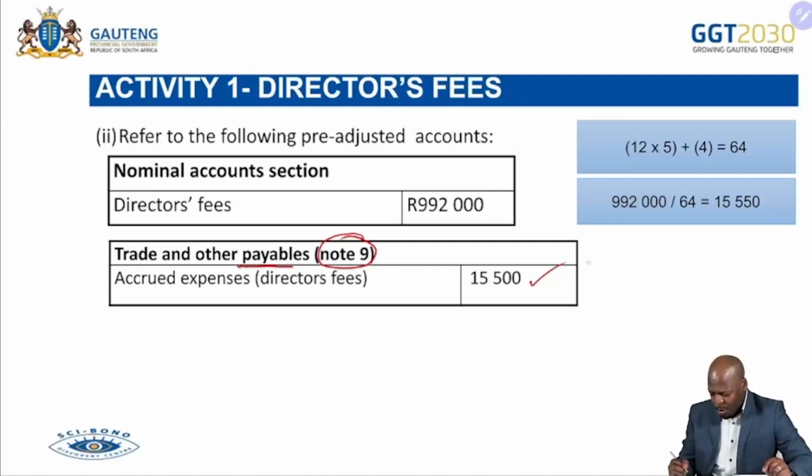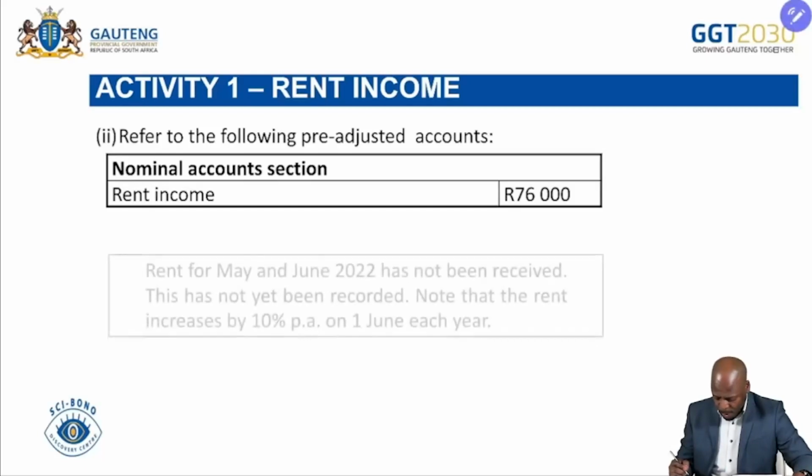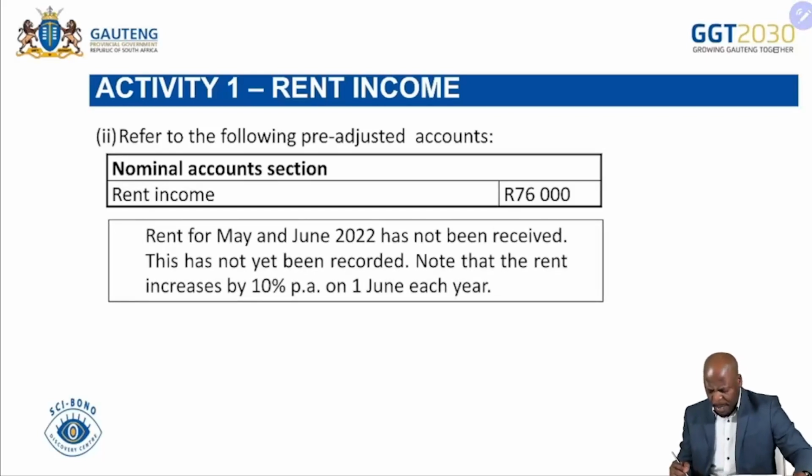All right, let's go on to the next aspect. It says rent income 76,000. Let us see what more information we are given. Rent for May and June, this is 2 months, in 2022 has not been received. This has not yet been recorded. Note that the rent increased by 10% per annum on the 1st of June each year.